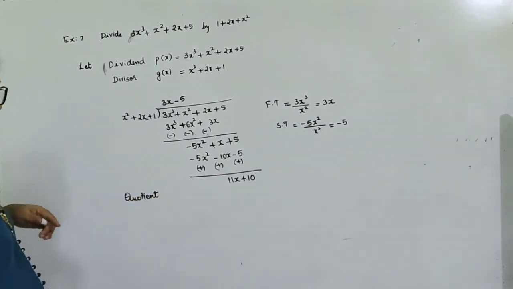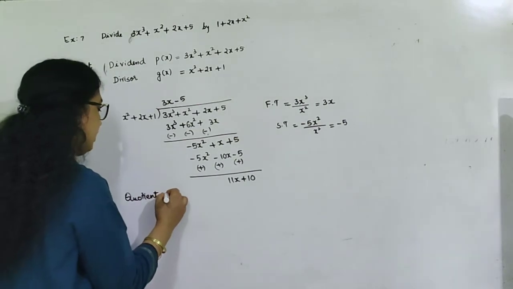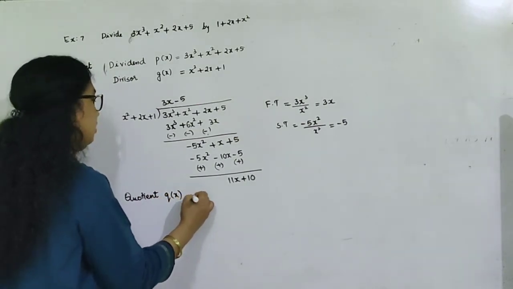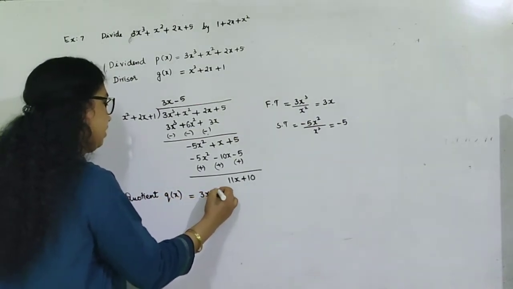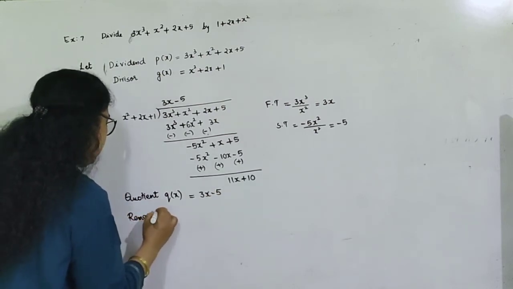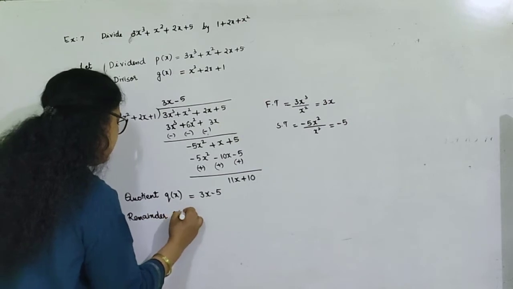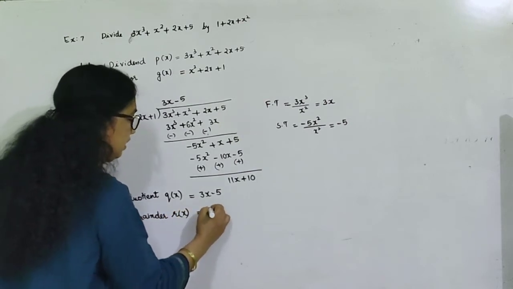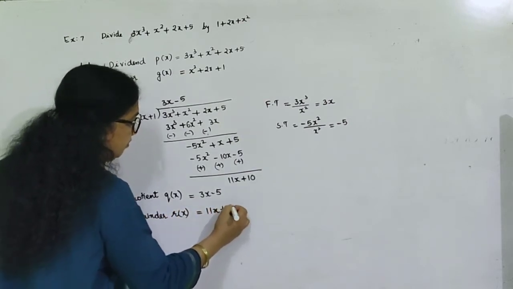Quotient. That is what we are writing as q of x: 3x minus 5. Now the remainder. The last remaining term is the remainder, that is r of x, which is 11x plus 10.